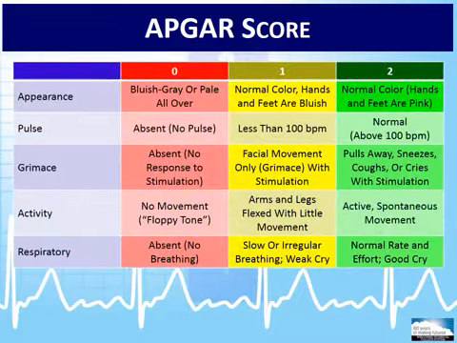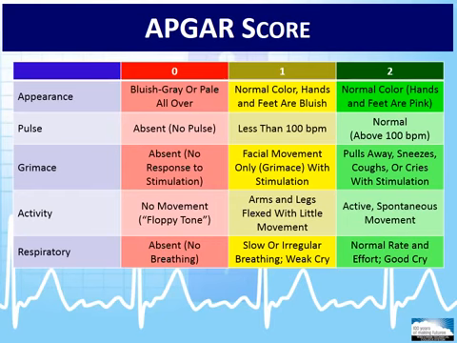This table includes the categories and scoring associated with a newborn APGAR assessment. Again, a rating of 0 is bad, and a rating of 2 is ideal. The first category, appearance, assesses the baby's color. If the baby is bluish gray or pale all over, the score in this category is 0.